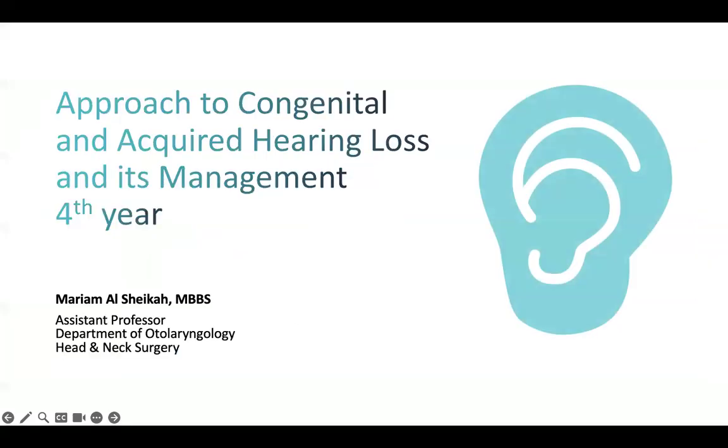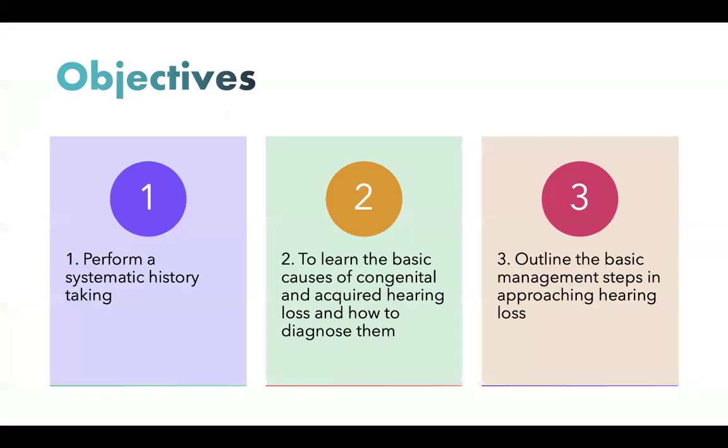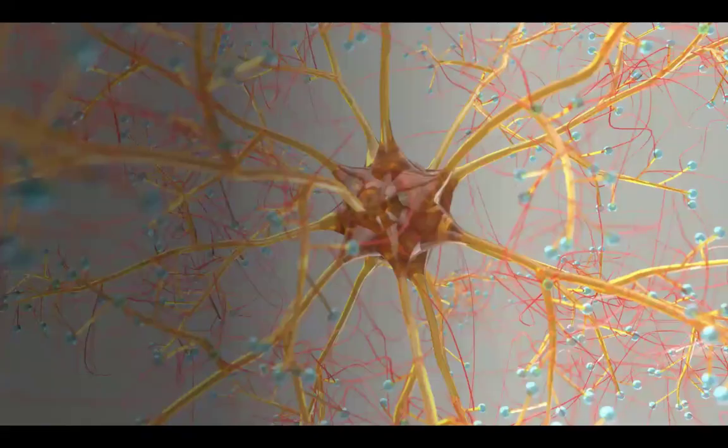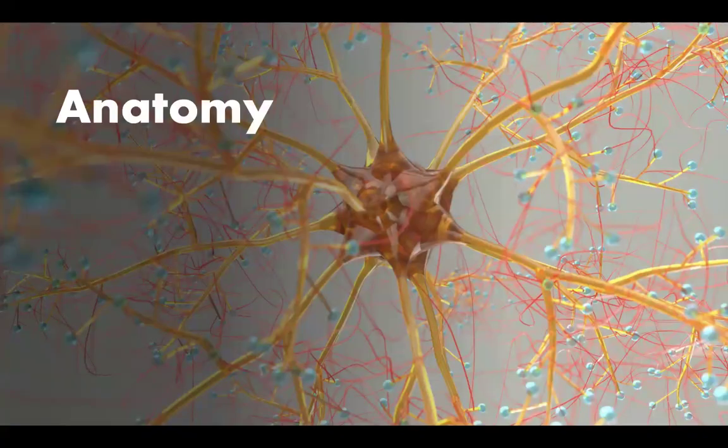We're going to be speaking about the approach to congenital and acquired hearing loss and its management. It's usually a topic that we give to fourth-year medical students at our university. These are the objectives that we will be covering. And for ease, we're going to start with the anatomy.